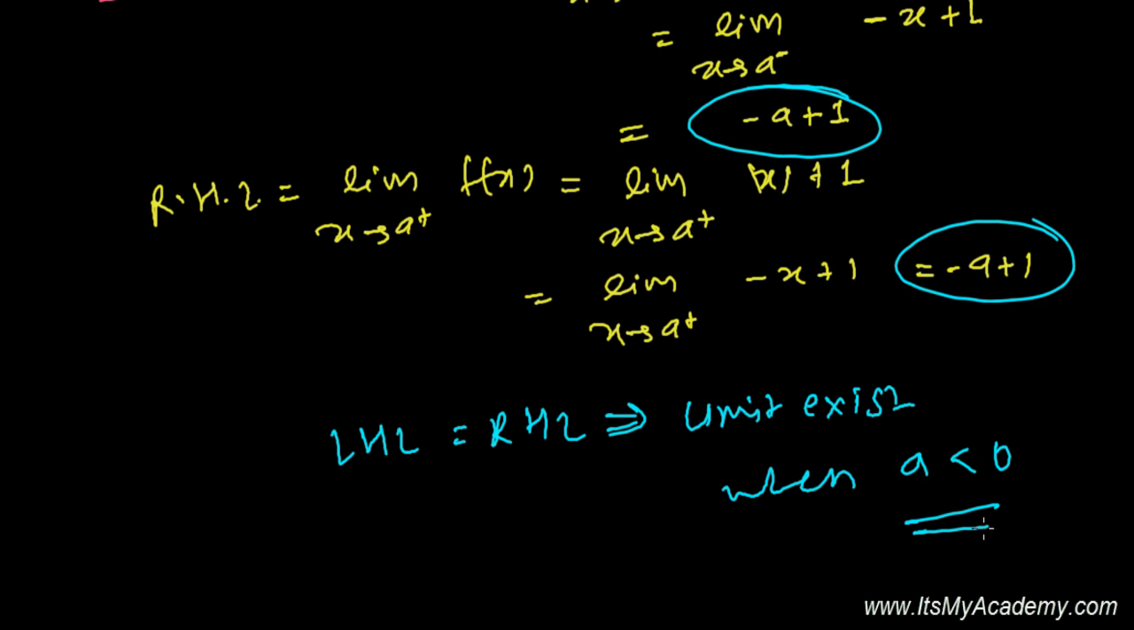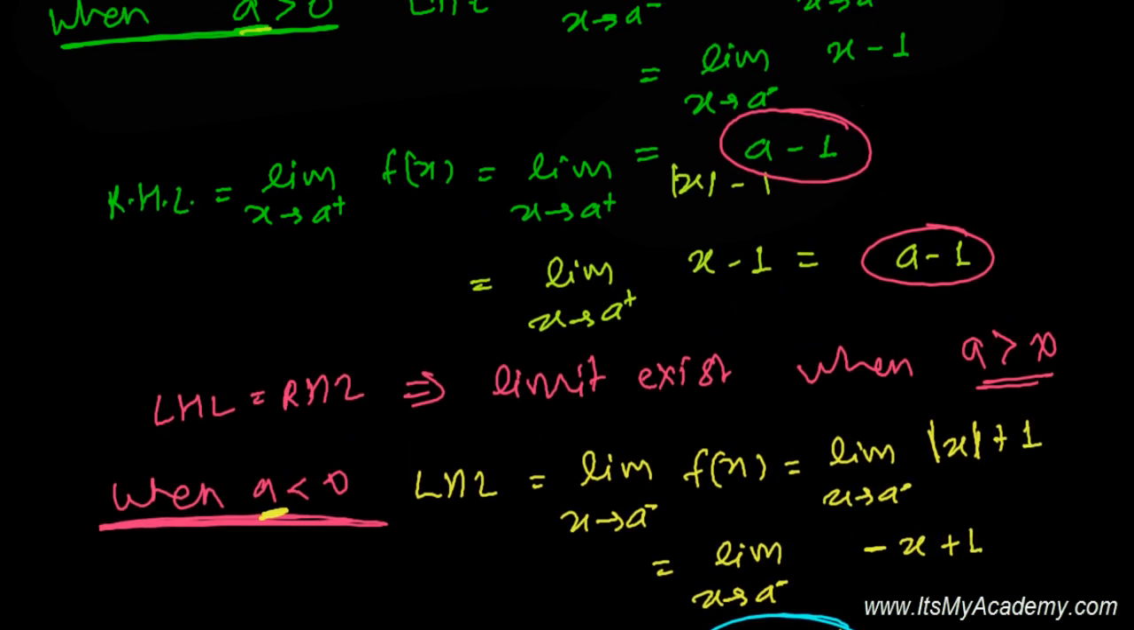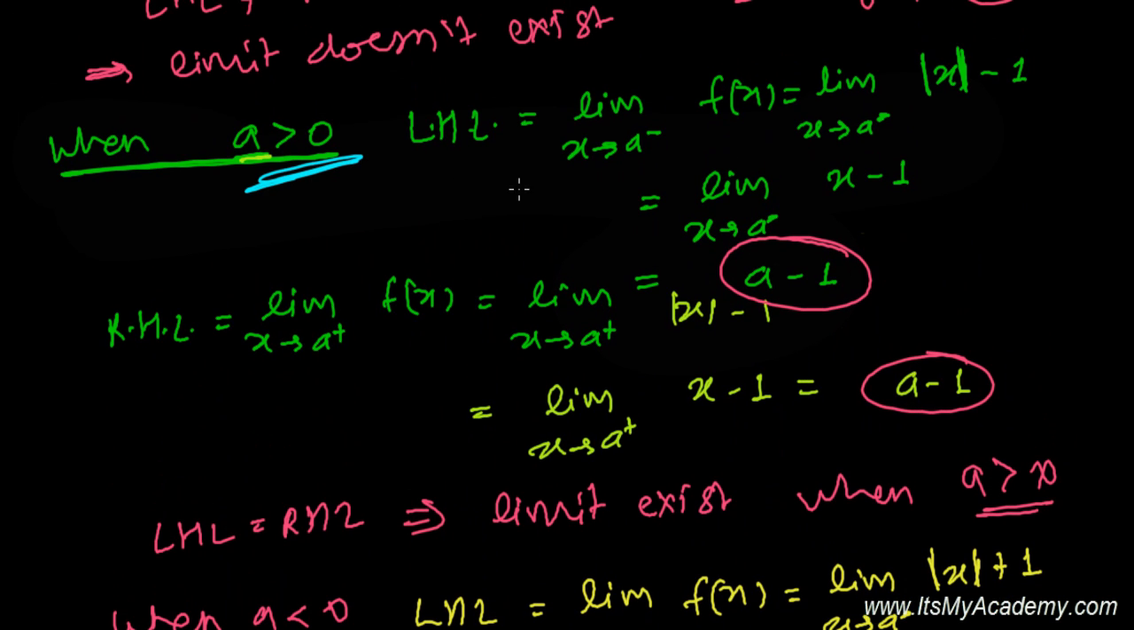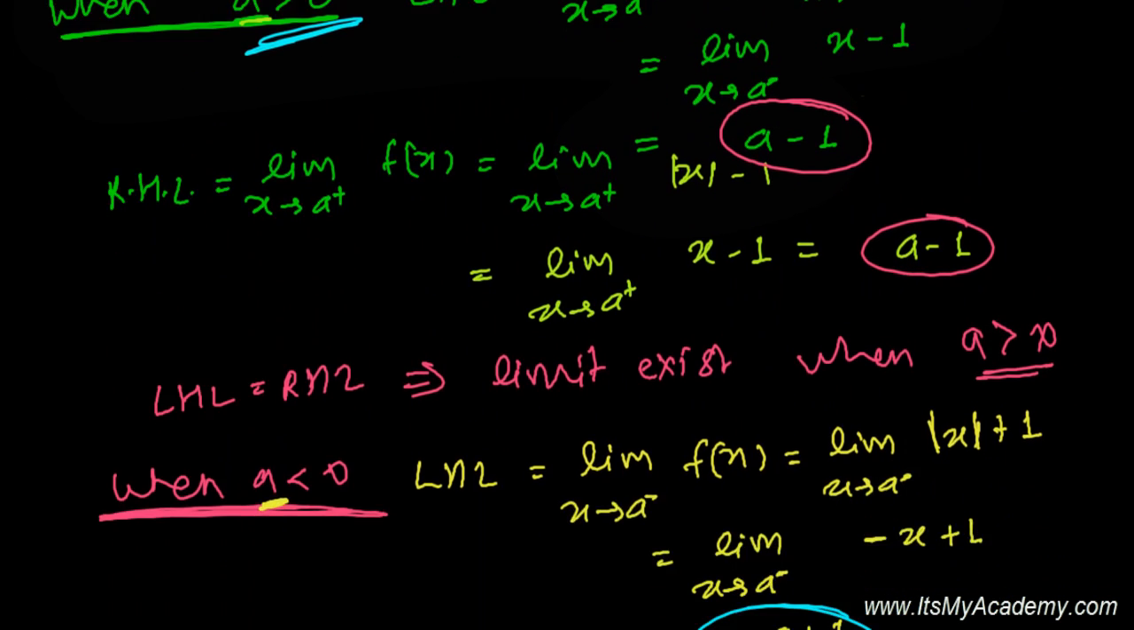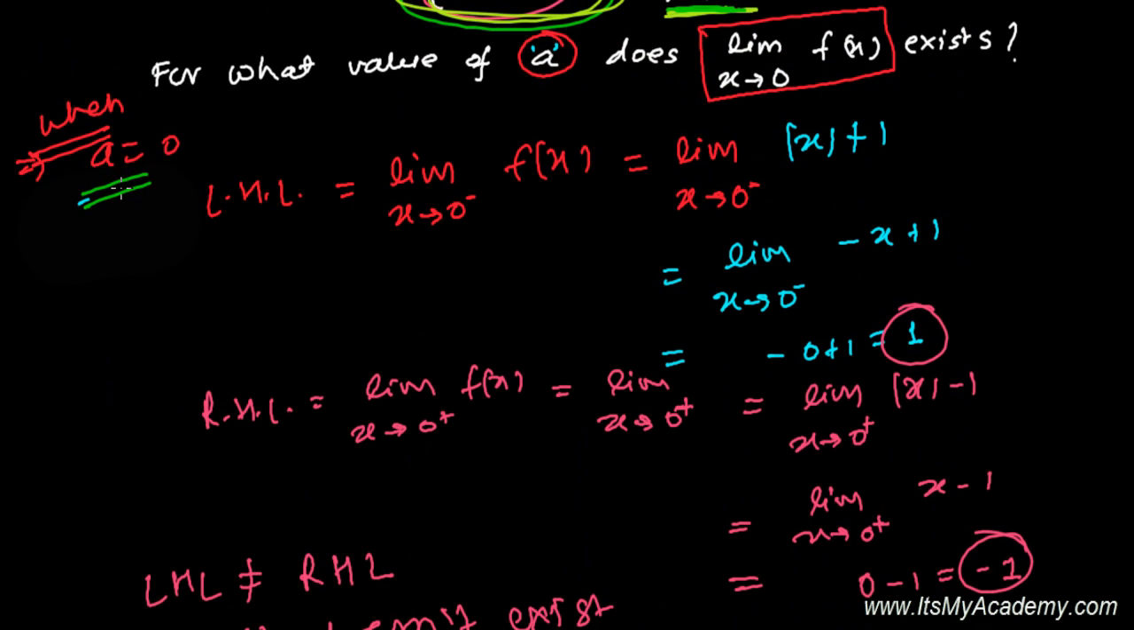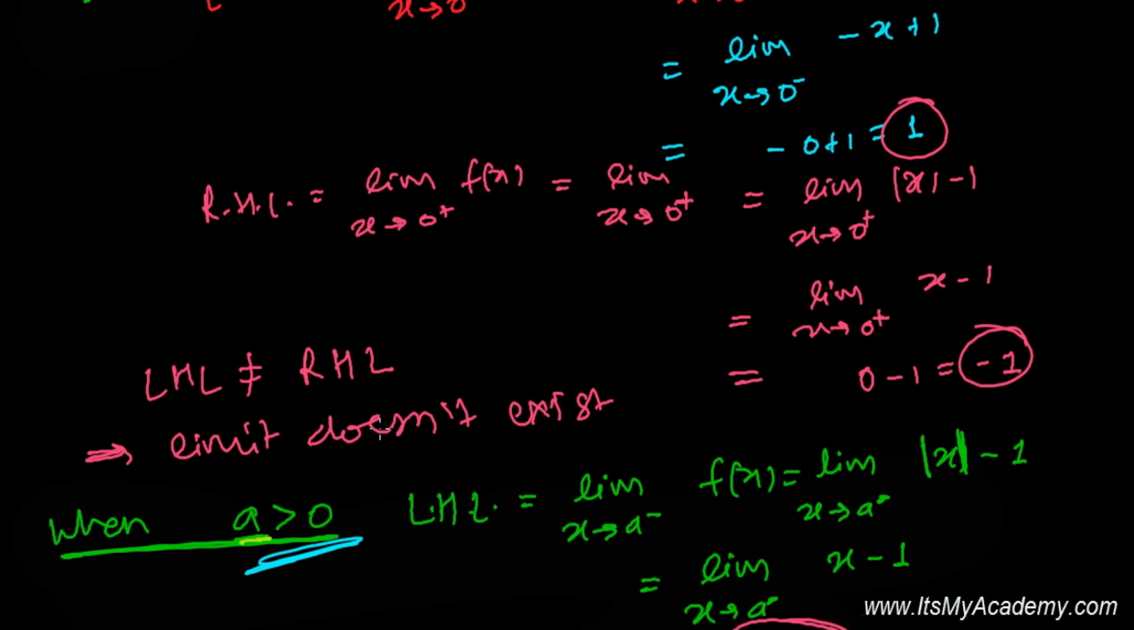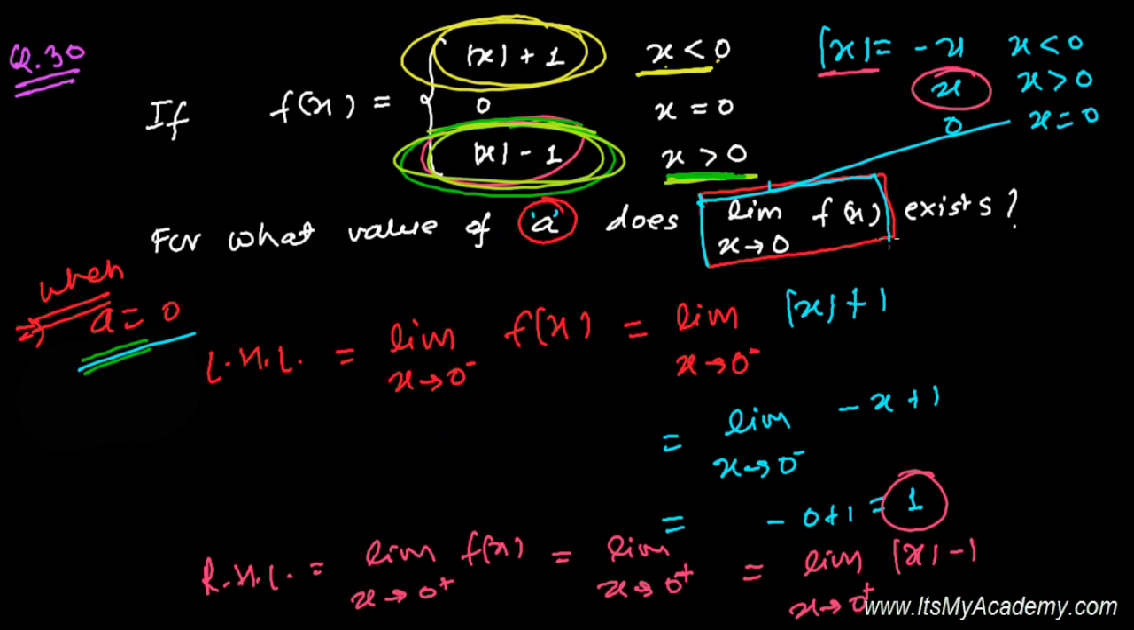All right, so whenever a is smaller than 0 or a is greater than 0, the limit exists, but if a equals 0, then the limit does not exist. So the final conclusion is that the limit x tends to a of f of x exists when a is not equal to 0. When a equals 0, the limit does not exist, and when it's bigger than 0 or smaller than 0, the limit always exists.